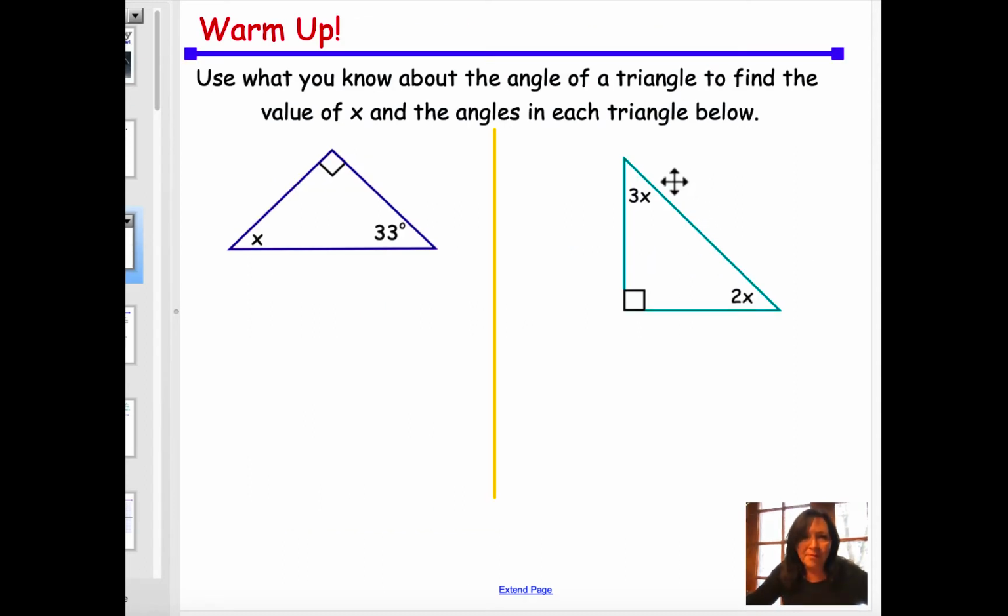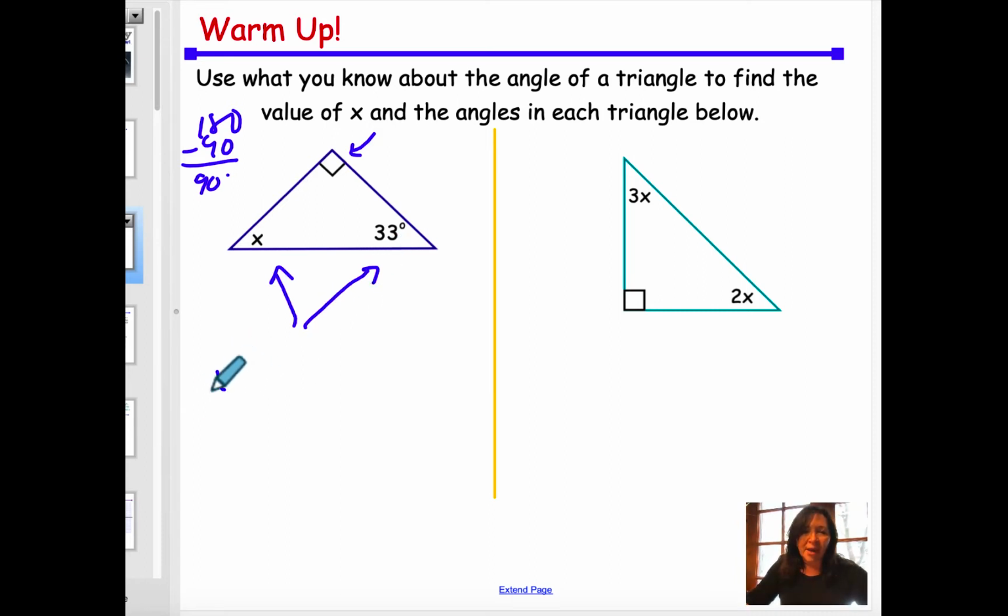A little warm-up. Use what you know about the angle of a triangle to find the value of x and the angle in each triangle below. So what we remember about a right triangle or any triangle is that the sum of the angles is equal to 180 degrees. And if you have a right angle within that triangle of 180 degrees, 180 degrees minus that 90 degrees leaves you 90 degrees left for the remaining two angles.